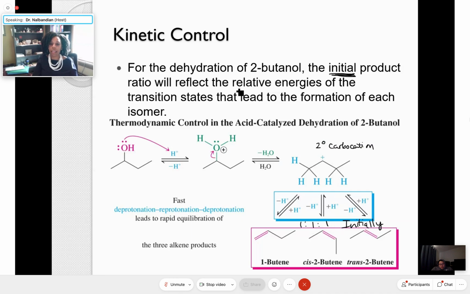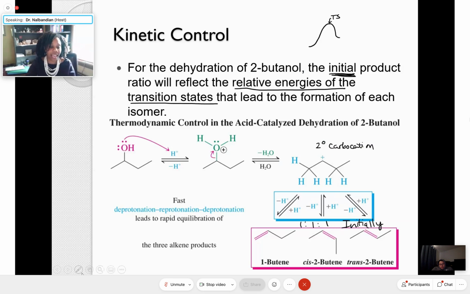This is because the relative energy of the transition states are all the same. So relative to one another, the energy of the transition states is all the same, which means that, remember, we have to go over this bump, over this transition state here. If they're all the same, then the energy we add in doesn't matter. We're going to be adding in the same amount of energy, so we end up with a 1 to 1 to 1 mixture of the 3 products.